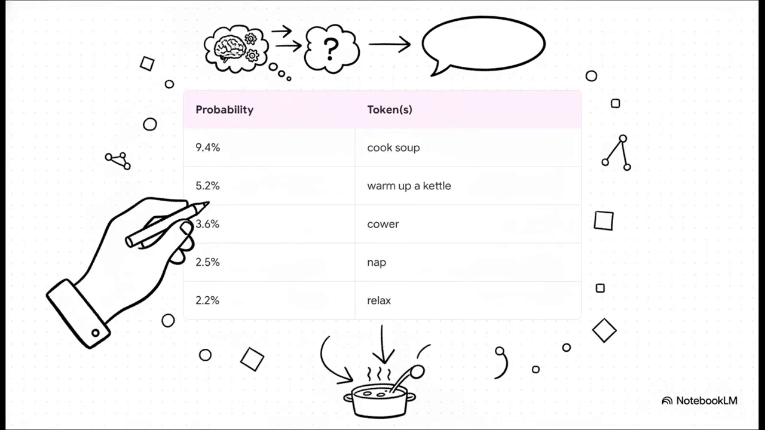Think about a model trying to fill in the blank at the end of a sentence. It literally generates a probability table. Cook soup might sit at the top with a 9.4% chance, while relax is way down at 2.2%. Text generation is just reading those probabilities and picking a winner, over and over and over again. It is, quite literally, a mathematical game of fill in the blanks.